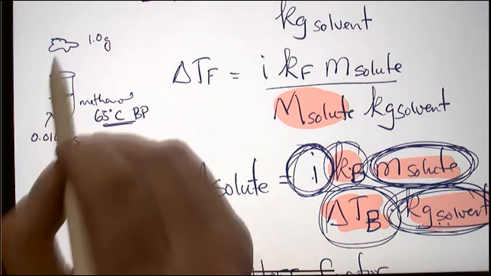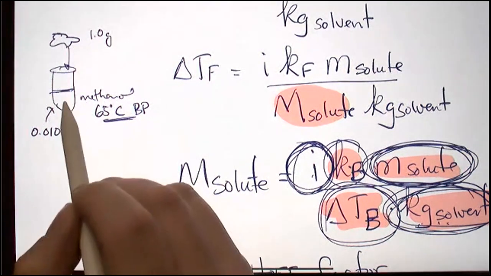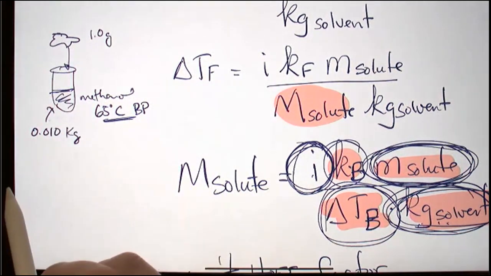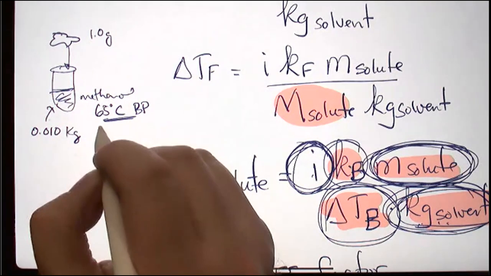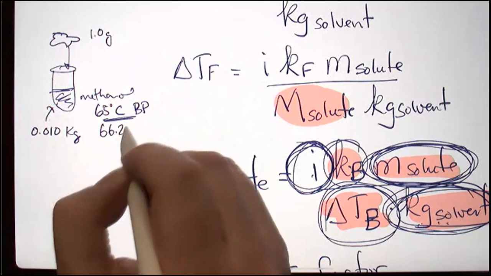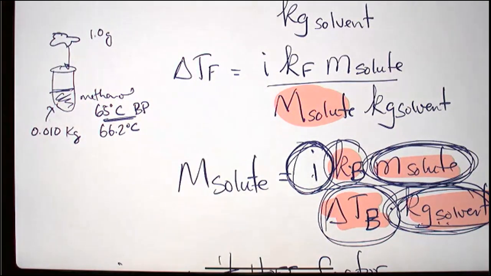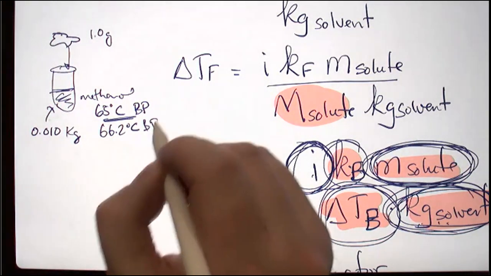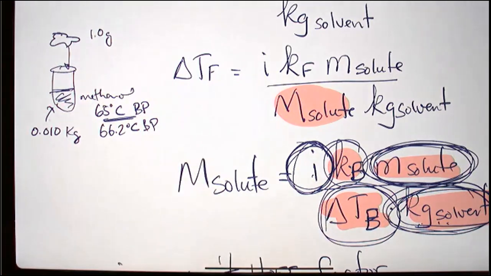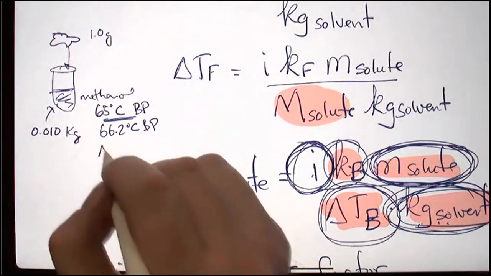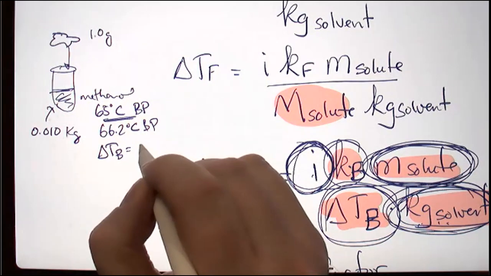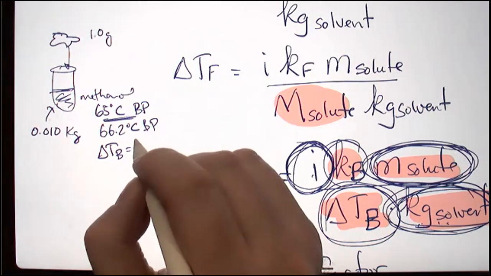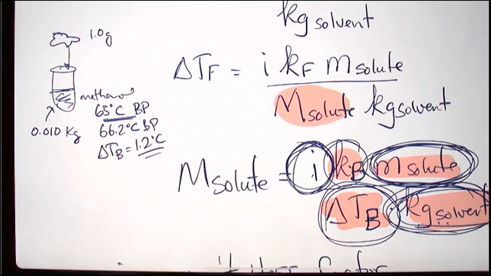So I know the boiling point of pure methanol. So what do I do? I just add my solute to the methanol and dissolve it. And I measure the boiling point of this solution. Suppose it boils at 66.2 degrees Celsius. Just suppose. That's the new boiling point. It went up. Then what's my delta TB going to equal? 1.2 degrees Celsius, right?